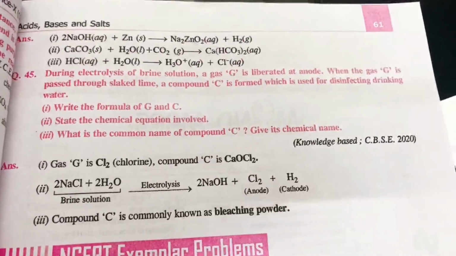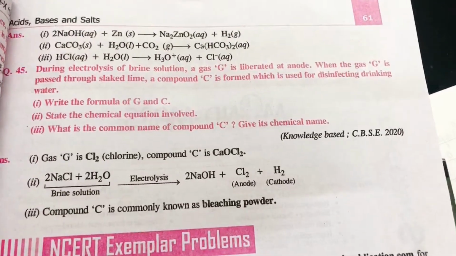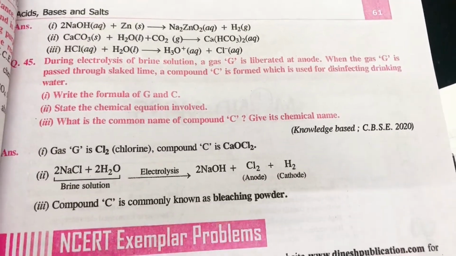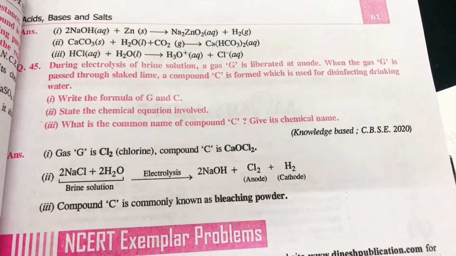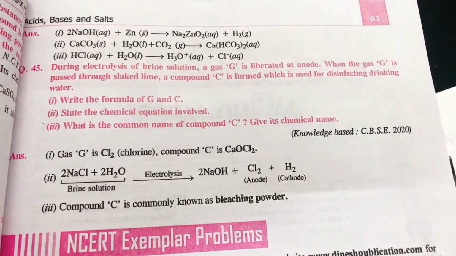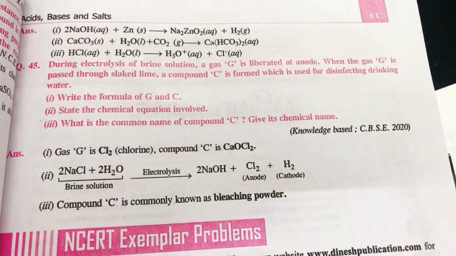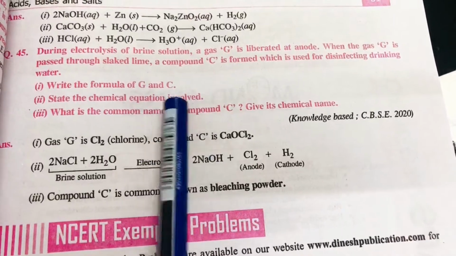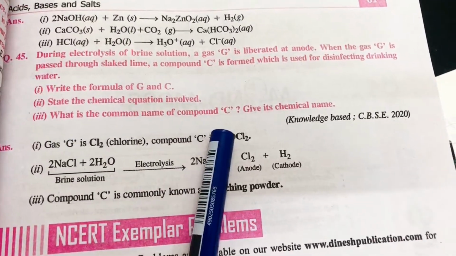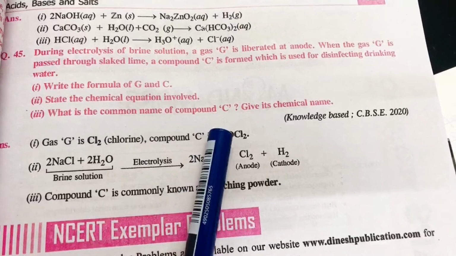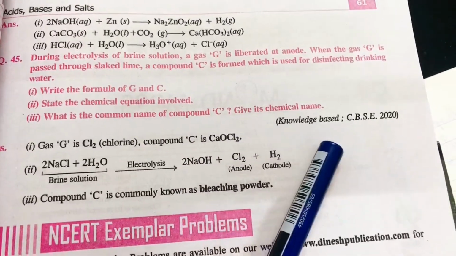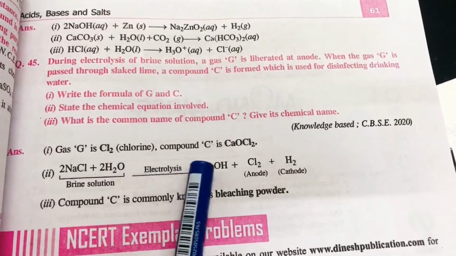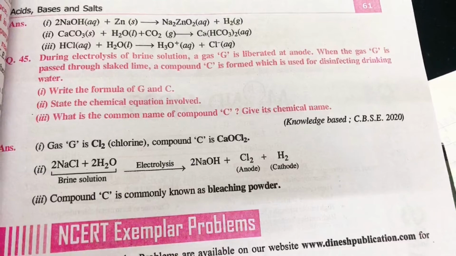Students, you remember, you will never get direct questions in your exam. Remember that. You will always get indirect questions because you are now able to understand the patterns, and I am always telling you such questions, so you need to focus on them, okay? So you have to find out G and C and state the chemical equation involved. What is the common name of compound C? Give its chemical name. So gas G is chlorine and compound C is calcium oxychloride.